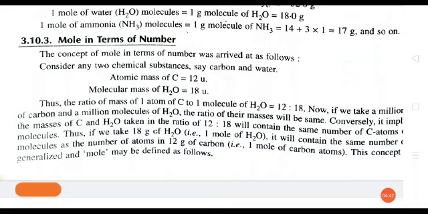It can be understood through the following example. Consider any two chemical substances. I am taking carbon and water. Atomic mass of carbon is 12 u and molecular mass of water is 18 u. The ratio of one atom of carbon and one molecule of water is equal to 12 is to 18. If we take millions of carbon or water, the ratio of the masses will be the same.